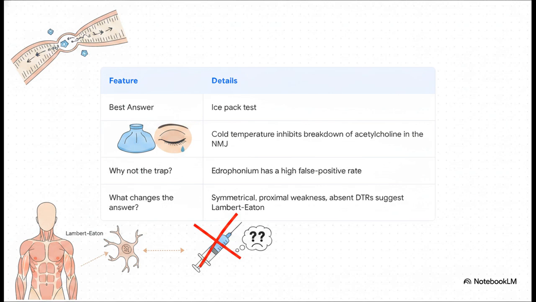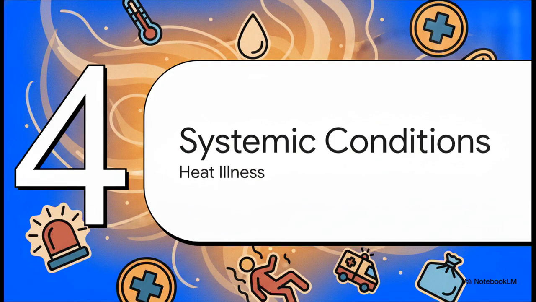This completely bypasses the older edrophonium test, which is a classic test aid trap because it's notorious for false positives and, frankly, some really uncomfortable side effects for the patient, like severe bradycardia and bronchospasm. And remember, if the weakness was proximal and deep tendon reflexes were absent, you'd pivot your thinking entirely toward Lambert-Eaton syndrome instead. Finally, Section 4, Systemic Conditions, Heat Illness.